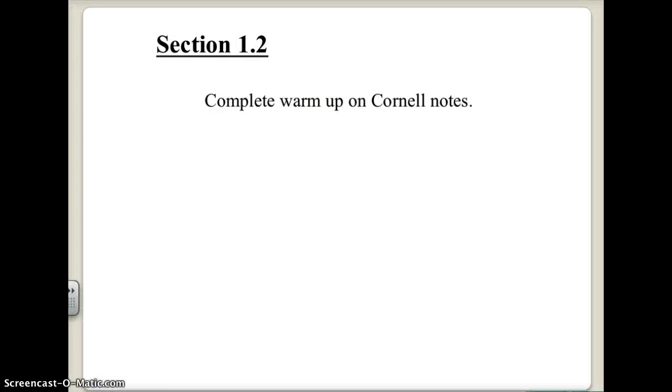Let's begin section 1.2 by filling out our Cornell notes in the warm-up section. You should have problems A, B, and C. Now is also the time when you want to fill in the date and the section number, which again, 1.2, chapter 1, section 2.